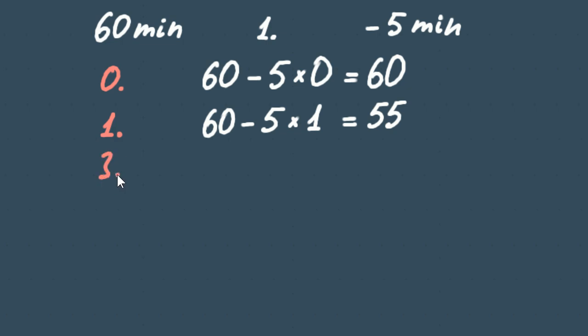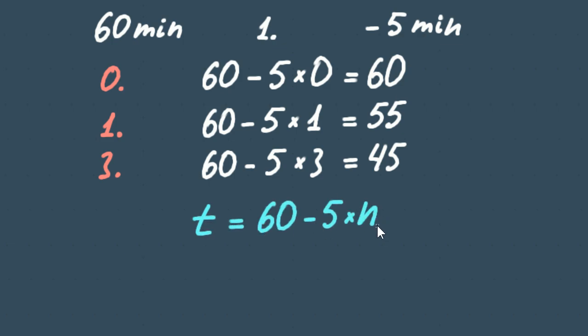If you make 3 mistakes, then your playing time will be reduced by 15 minutes. I'll multiply the number of mistakes by 5 and subtract it from 60 minutes. I hope you understand the principle. I can write down a formula for calculating your playing time in a computer game.